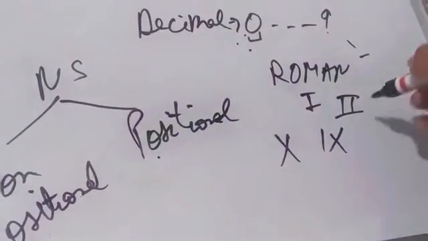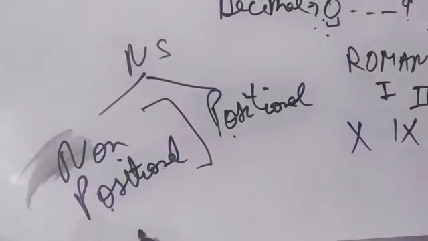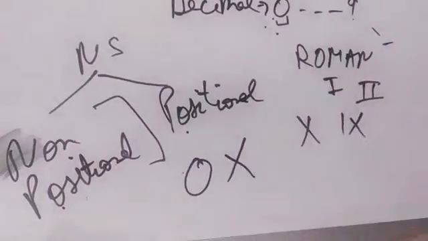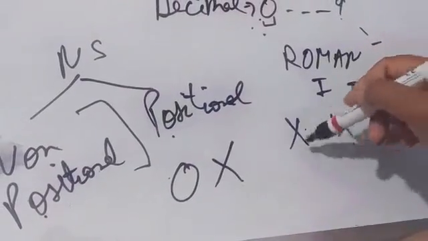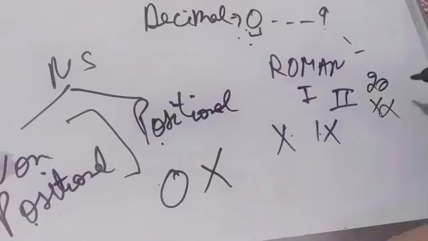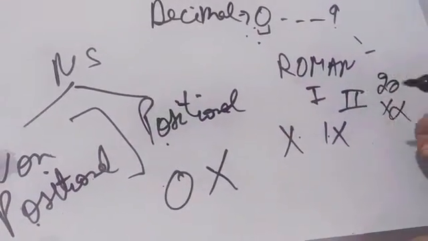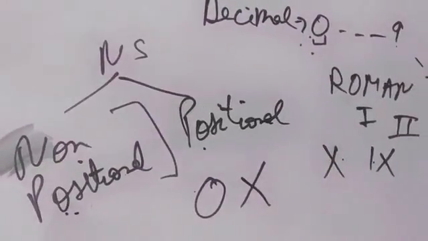But the major disadvantage of these non-positional number systems was that they don't have the concept of zero. In the Roman number system, if we write any number that includes 0 with X or IX, like 20, it is represented by XX. We are not writing any digit that represents 0. So to remove this disadvantage, we move to the positional number system.